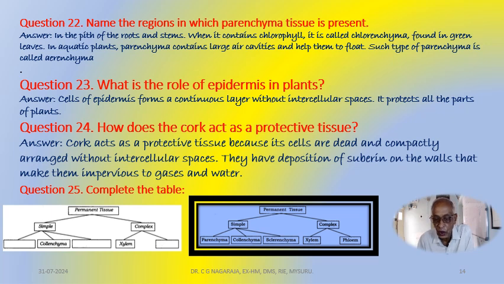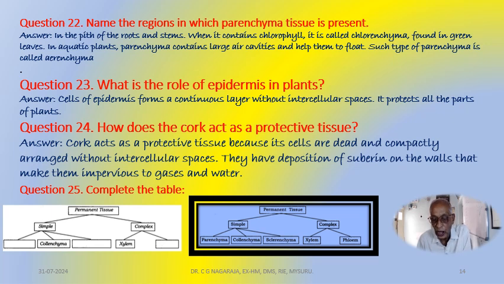Question number 23. What is the role of epidermis in plants? Epidermis is the outermost layer of all the plant organs. For example, a leaf may contain epidermis, the stem may contain epidermis, flower may contain epidermis. All these contain epidermis. Cells of epidermis form a continuous layer without intercellular spaces. It protects all the parts of the plants. There will be no space between two cells in this particular tissue.